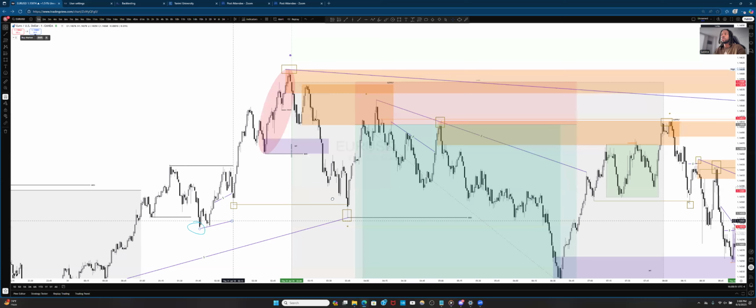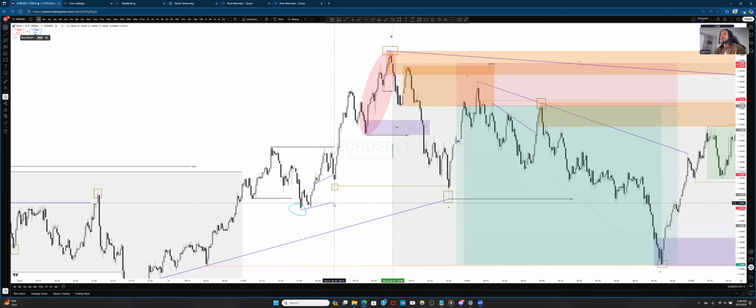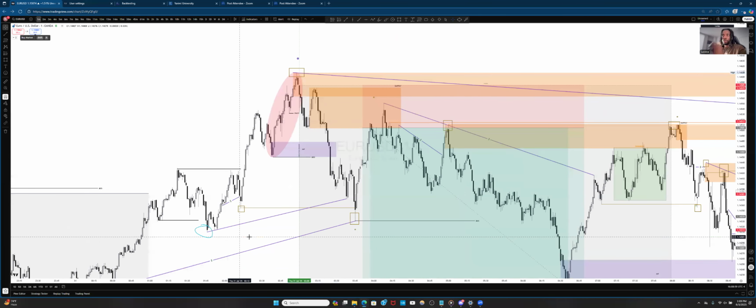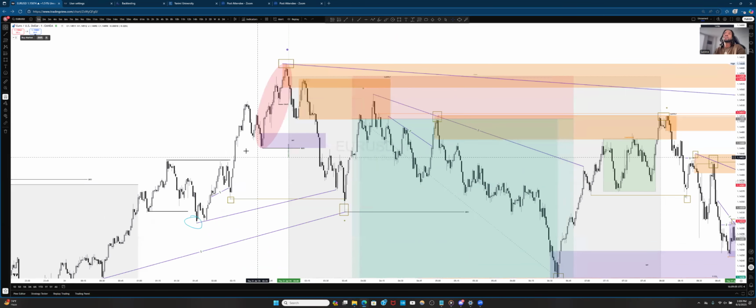You could even stretch it all the way to here. Excuse me. You could stretch the trend line all the way to here. That's all it was. Trend line liquidity. So even if you count it as an order block, it's an order block inside of a trend line. So you know it's gonna fail.